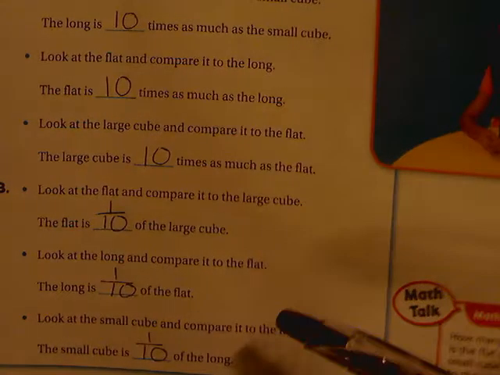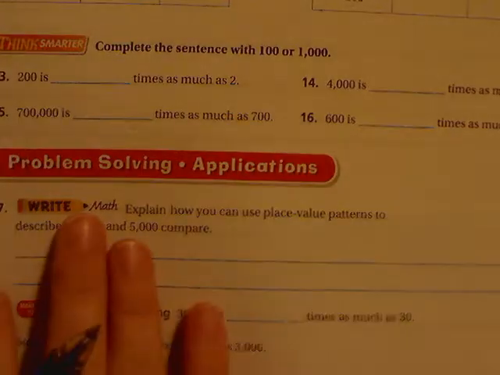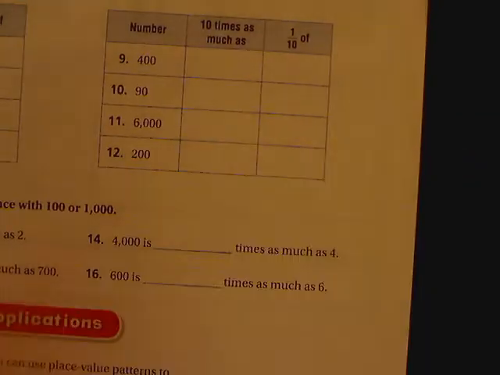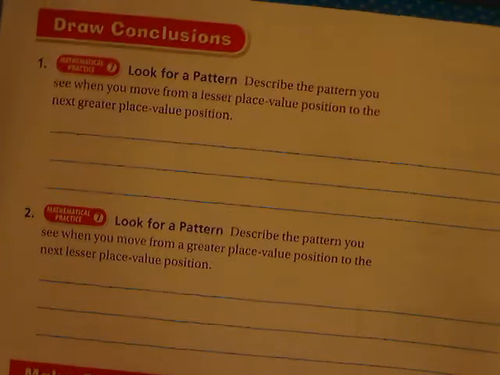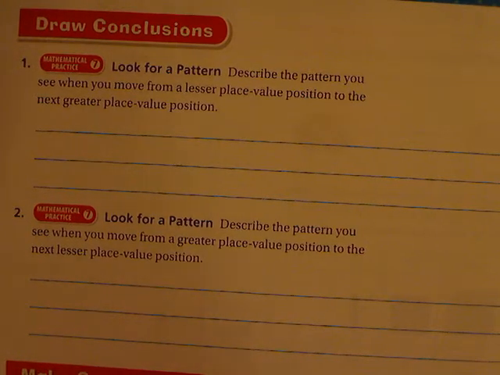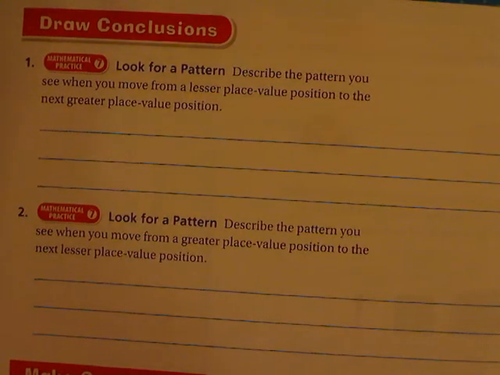So let's go ahead and flip over your book to page 6. We're going to take a look and see what kind of patterns we can find on page 6. So for numbers 1 and 2, thinking about the patterns from when you moved from a lesser place value up to a higher place value, and the pattern from moving from a higher place value to a lower place value.